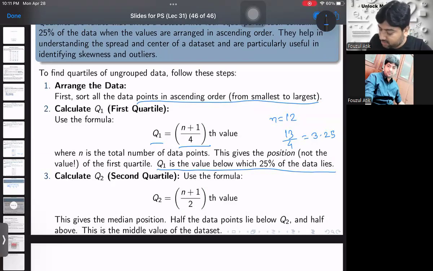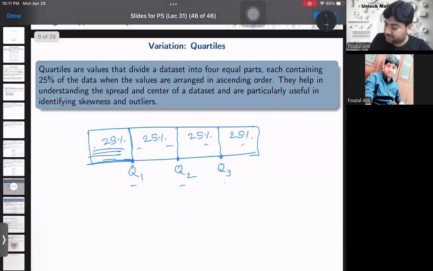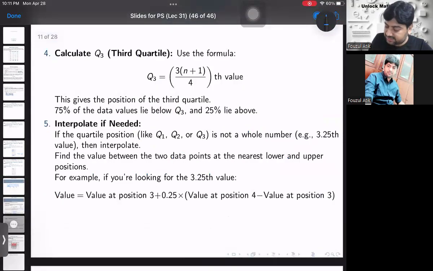Now you know what Q1 is, and then Q2. Q2 is the same way: you find the (n plus 1) by 2th value of the data set. Q2 is the middle value of the data set, with one side here and another side here. Then Q3 is equal to 3 times (n plus 1) by 4th value of the data set. Below Q3 there is 75% of the data, and 25% of the data is above Q3.